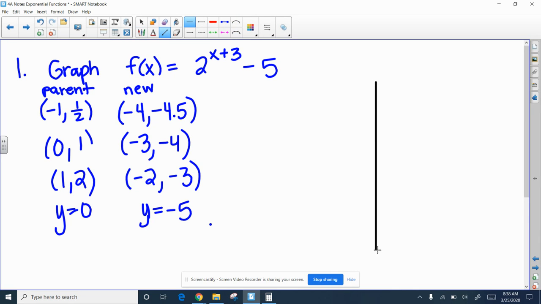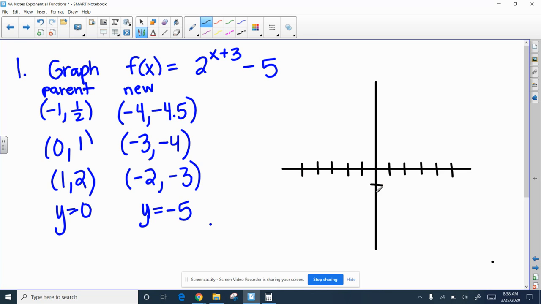And here's what our graph should look like. We're just going to draw a sketch of what this would look like. So our horizontal asymptote's at y equals -5. And then here's what our graph looks like. So if you had the correct starting points, the correct ending points, and the correct graph, then move on to the next problem. If you didn't, I'm going to show you where all of those points are coming from.